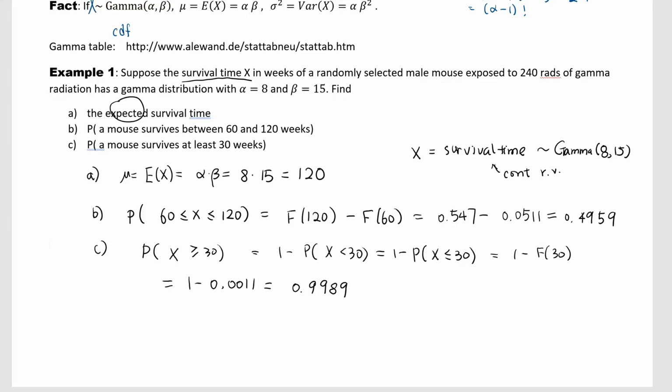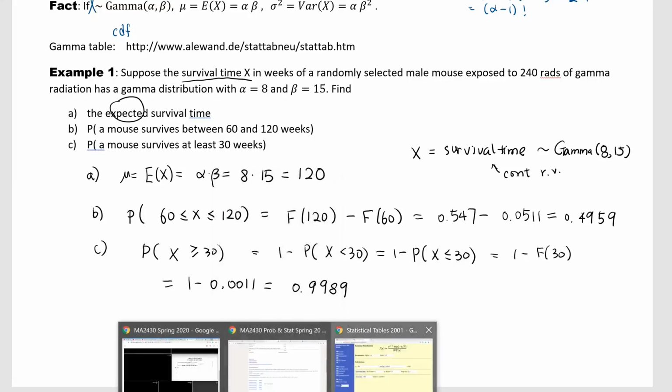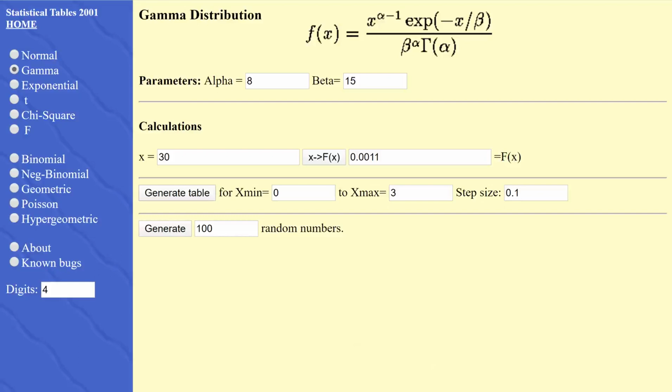Okay, so for given alpha and beta, we go to the website and plug in the alpha and beta values, and the website can help us generate a table for how small your x be, how big your x be, and the step size. You can plug in the x values that give you the CDF, or you can plug in your CDF, let's say 0.875, and then they give you the x values.